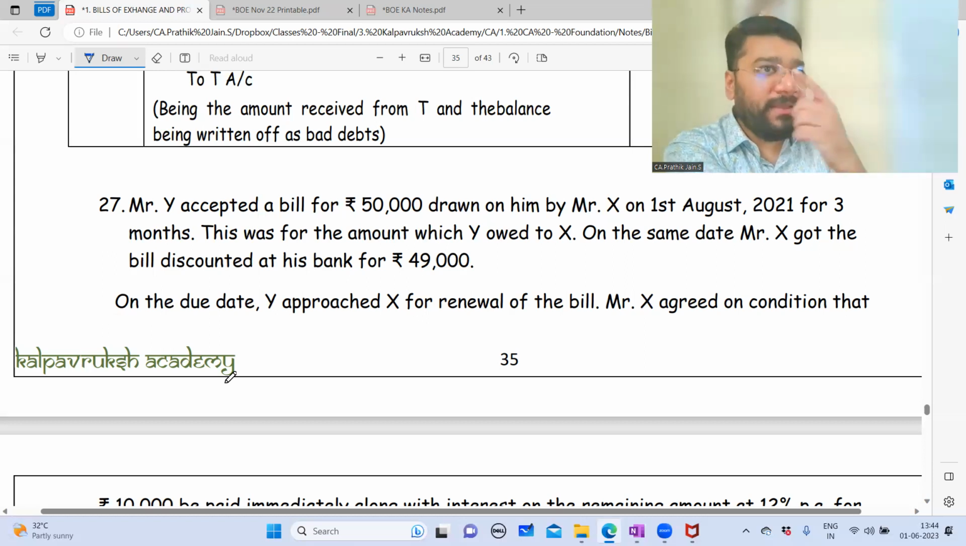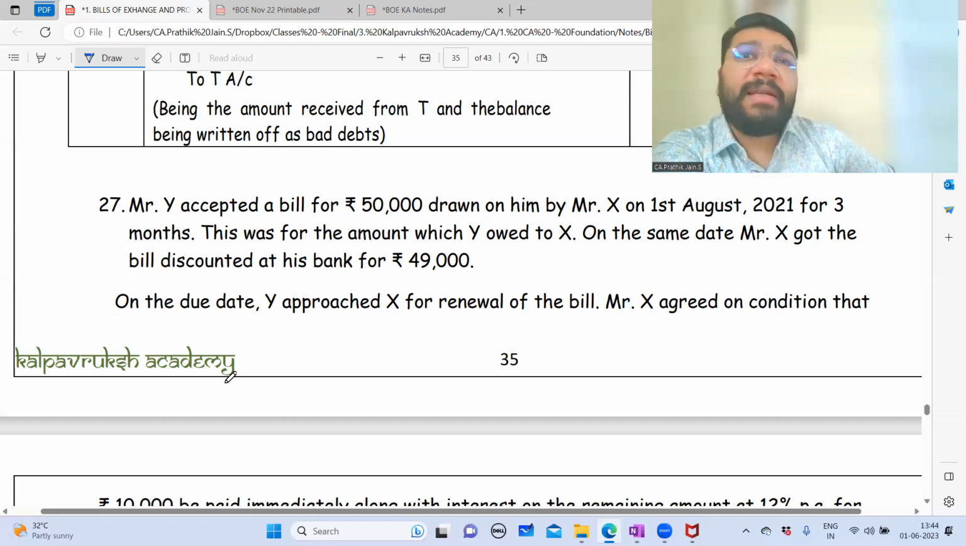My target is that by next weekend we should be done with average due date, account current, and if possible, we should have started sale or return. This is the target. Once we are done with that, we'll decide whether to do BRS, rectification, or depreciation next. Out of these 3, any one we will take up.